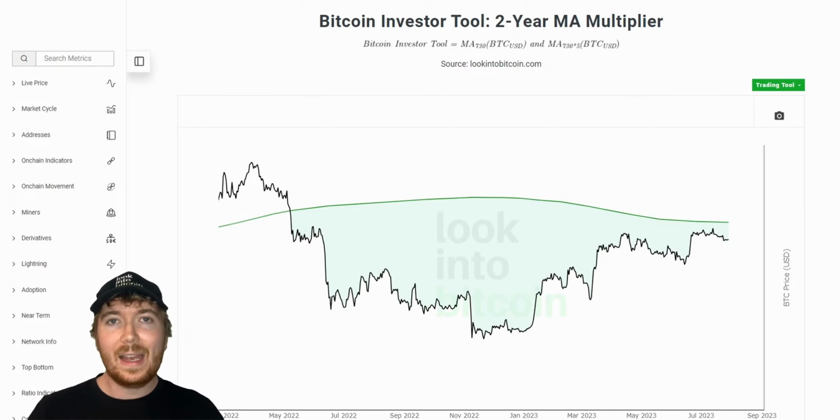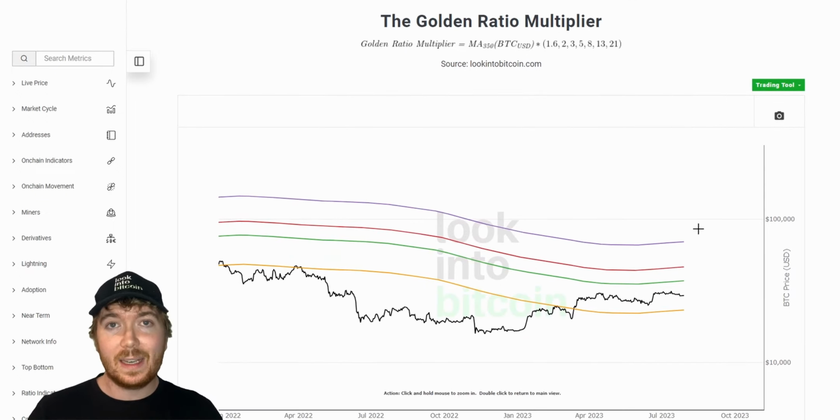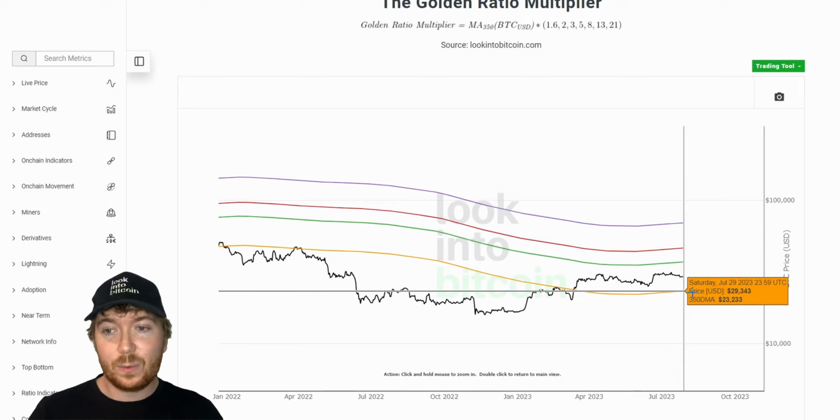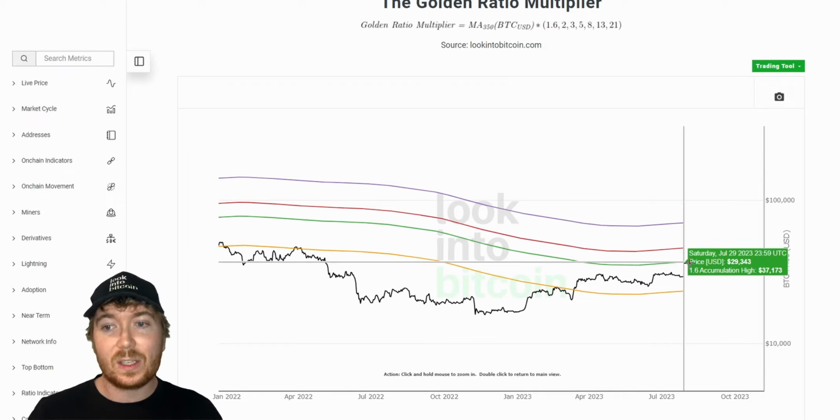And another tool I'm looking at if we were to see a bit more of a volatile move is the golden ratio multiplier. And again, I've just zoomed in a little bit so we can see a bit clearer here. This is looking at the 350-day moving average, which is currently sitting at $23,233, but is increasing ever so slightly every day, and is just multiplying this value by the Fibonacci sequence of numbers. So the first line above us is the 1.6 multiple, which is at $37,100. So again, these are about equidistant from price, and both could be great areas to watch if we do have a really volatile move of multiple percent to the upside or the downside.